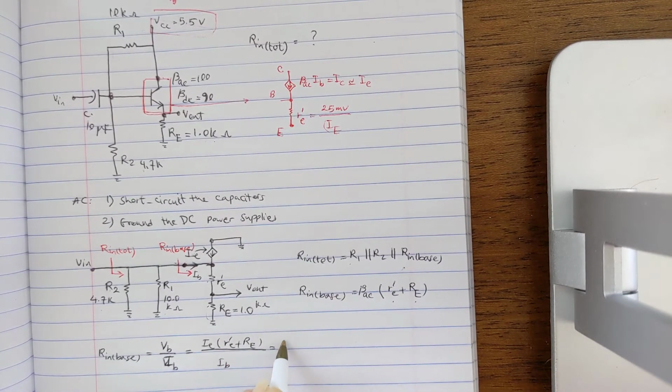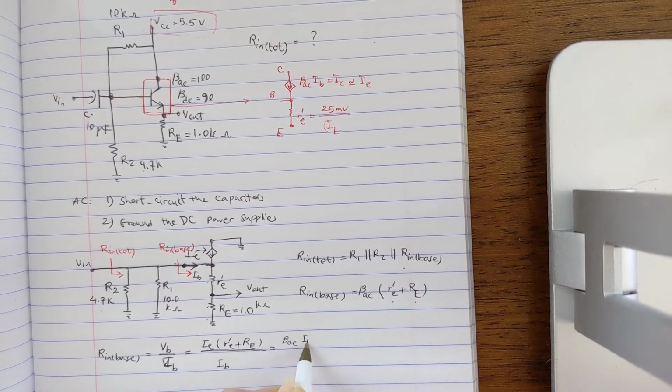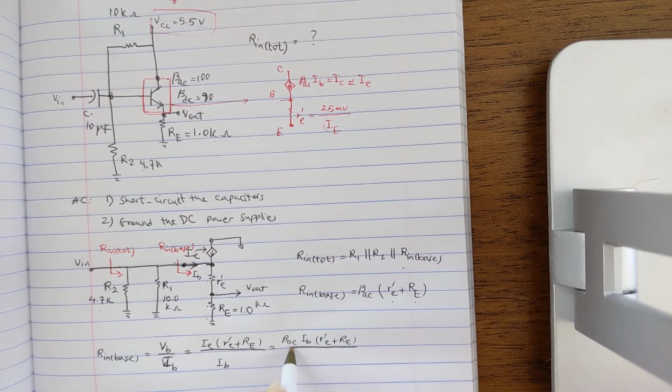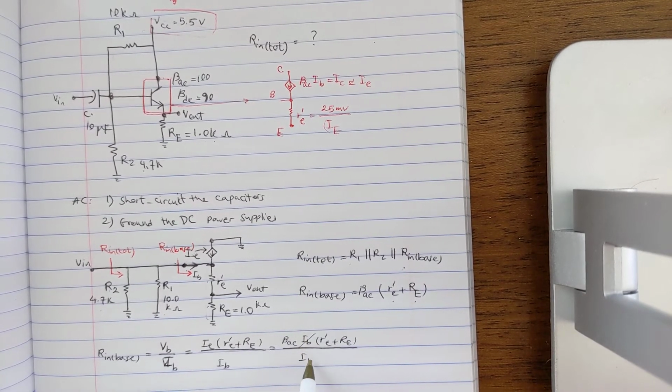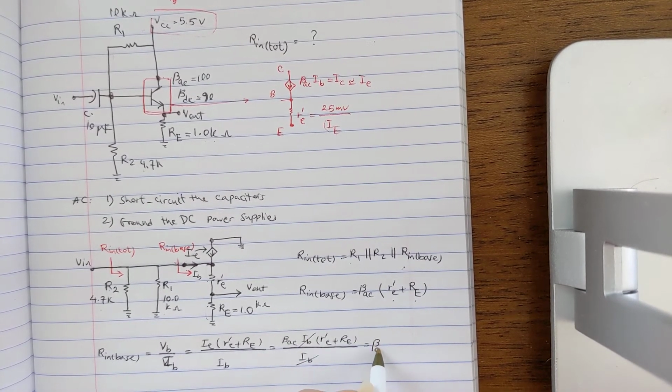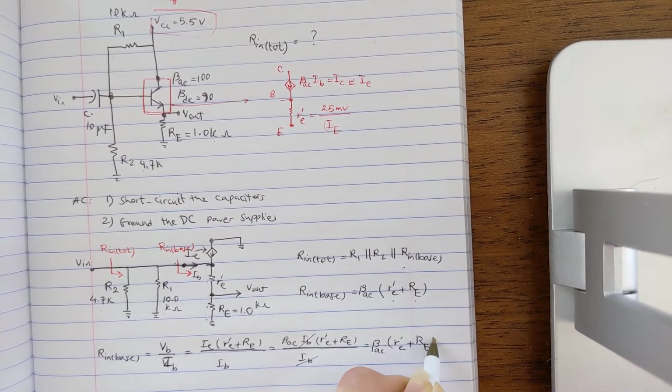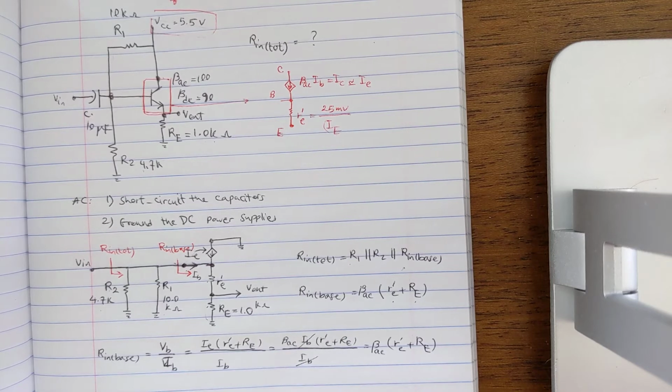Since IE is almost beta AC IB, we can replace it with that, RE. Then we put IB here. So IB and IB cancelled. So you see that beta AC becomes R prime E plus RE. So this is just a proof.